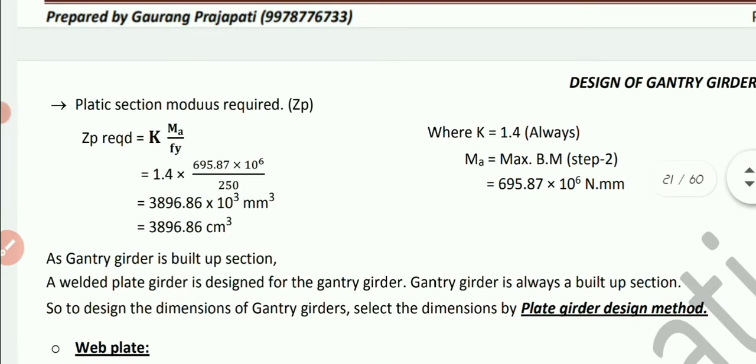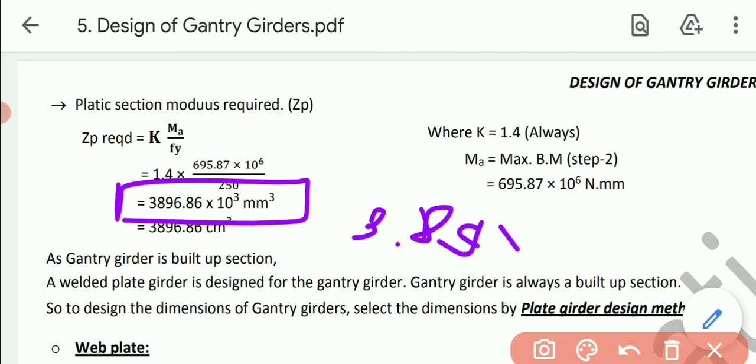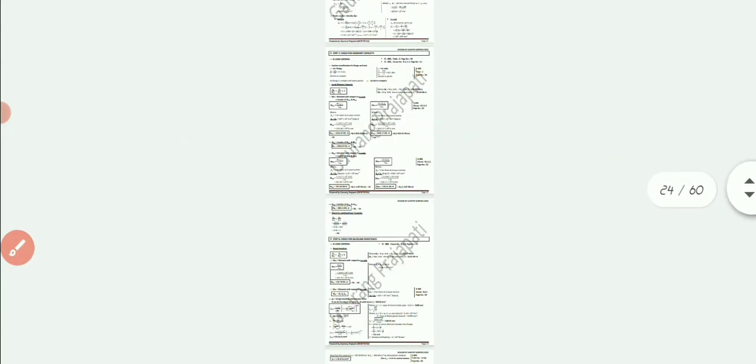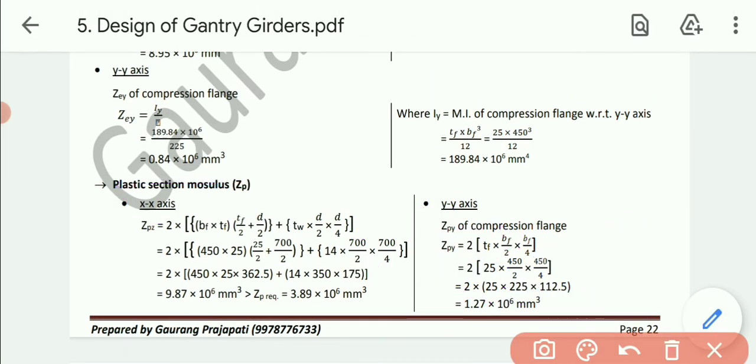Over here you can see this one, 3.89 into 10 raised to 6. If I am converting into 10 raised to 6, then it will be 3.89 into 10 raised to 6. And our ZP has come 9.87, so there is no problem with that one.